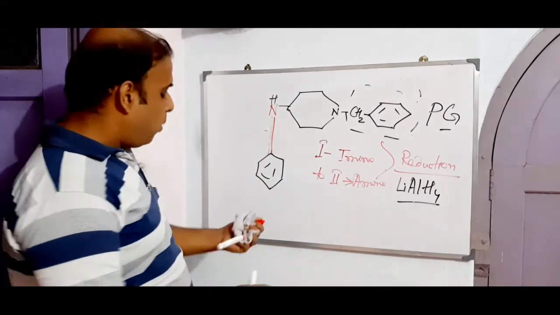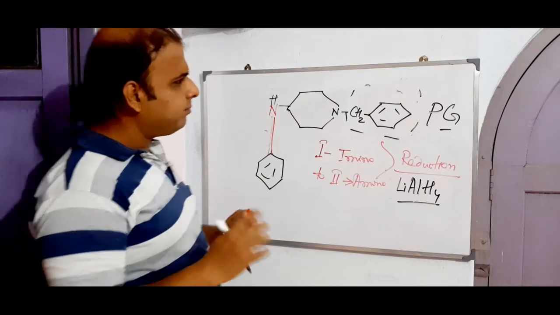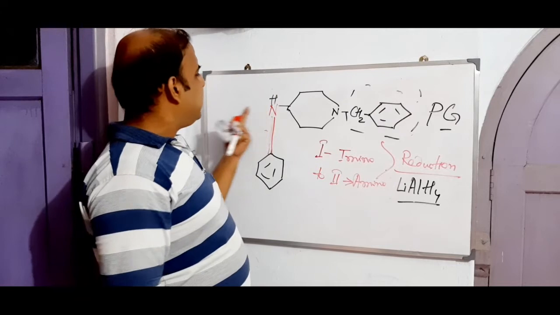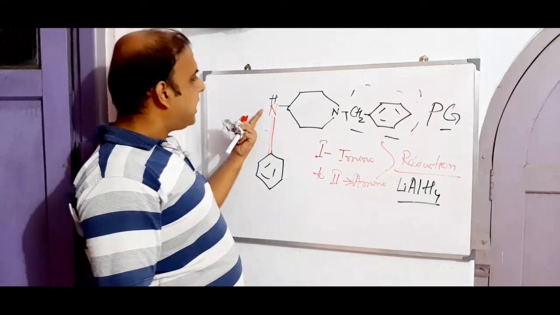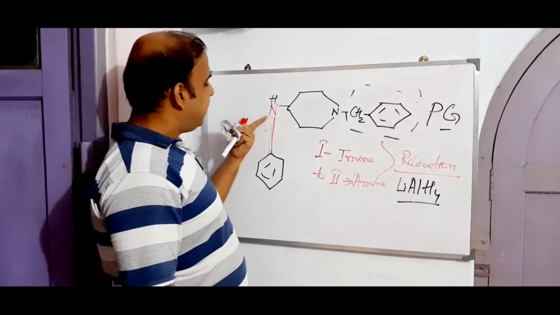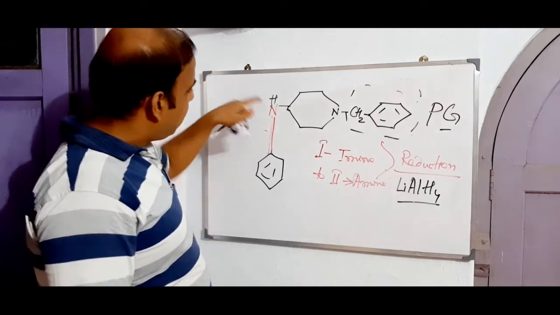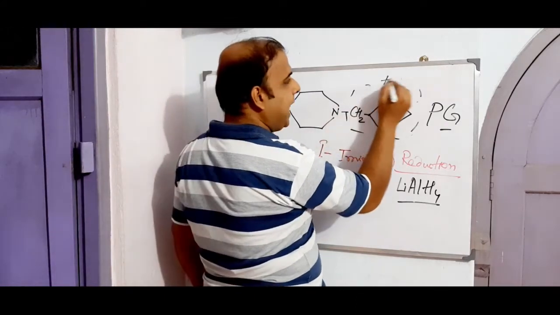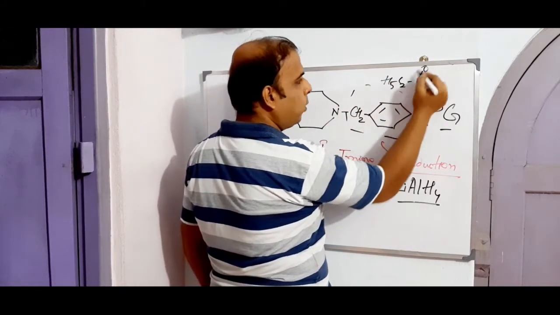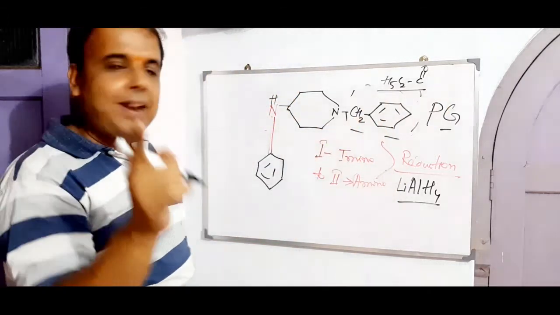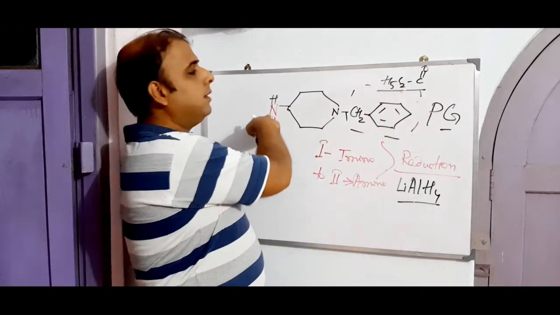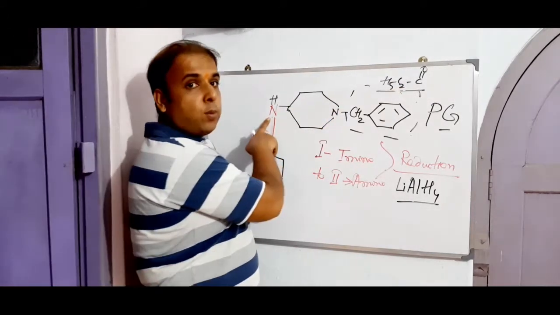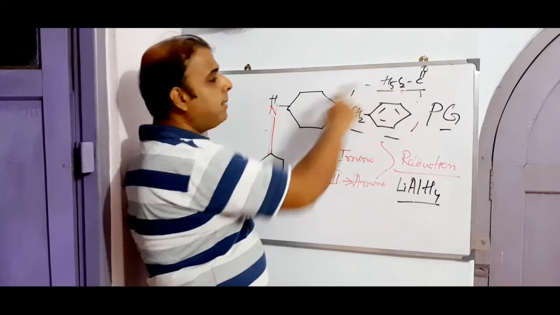Now, what next? Look into the structure of fentanyl citrate. What is there on the other terminal, on the nitrogen? The other thing is nothing but propanamide, that means H5C2 C double bond O. This is the fragment that you definitely find attached to this nitrogen. Once this attaches to this nitrogen, it will become an amide, right?